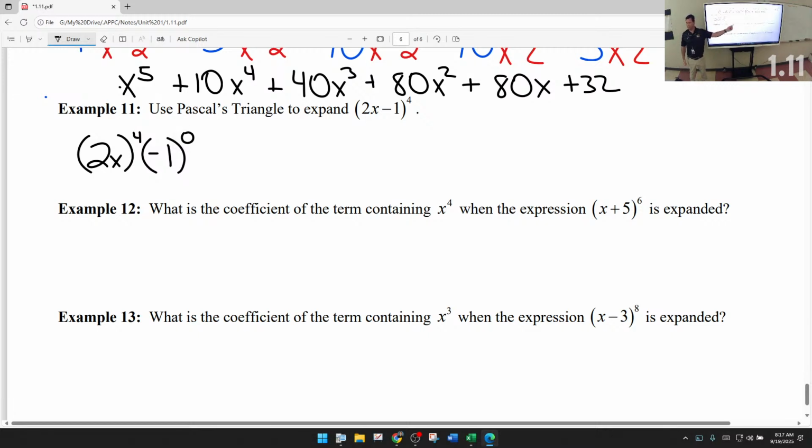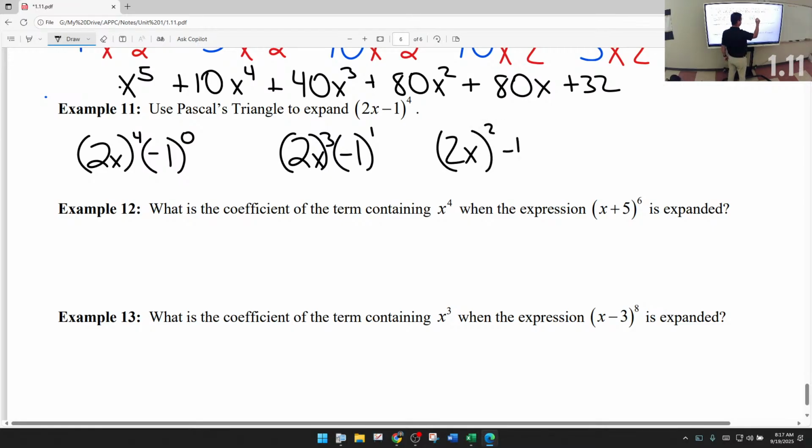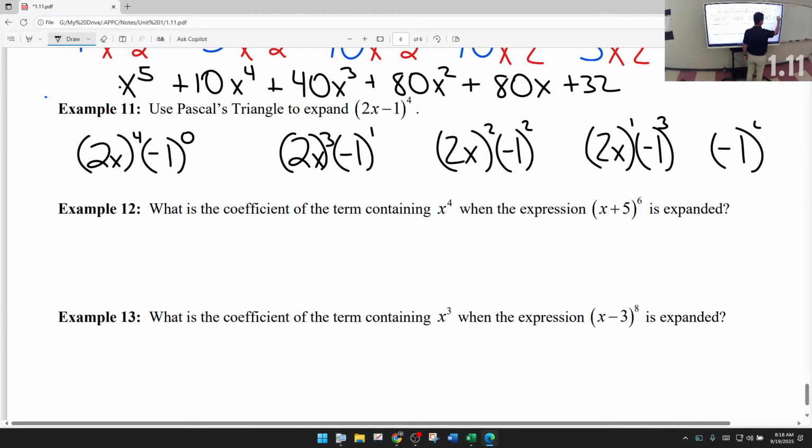Drop, add, drop, add, drop, add until I get to 0, 4. So we'll go 2x, 3, negative 1, 1. 2x, oops, see I didn't put in parentheses. 2x2, negative 1, 2, 2x1, negative 1, 3. I'm not going to put 2x because I'm out of room. But 2x0 is 1, right?